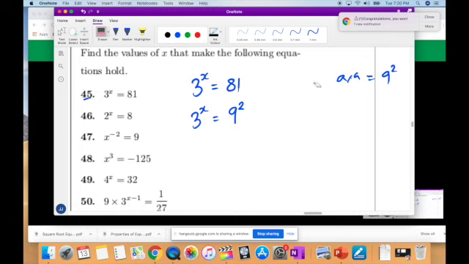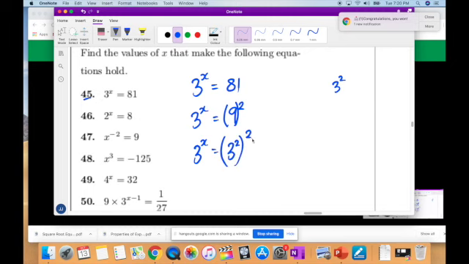Okay? But now, I could say, well, alright, what is 9? I'm leaving the square on the outside there. What is 9? 9 is 3 squared. Yeah? So now I have 3 to the x is equal to 3 squared, and in brackets there, 3 squared is 9, and then that being squared. So now I could use my laws of indices to say 3 to the x is equal, we'll just multiply these two to get 3 to the 4. Therefore, x equals 4.